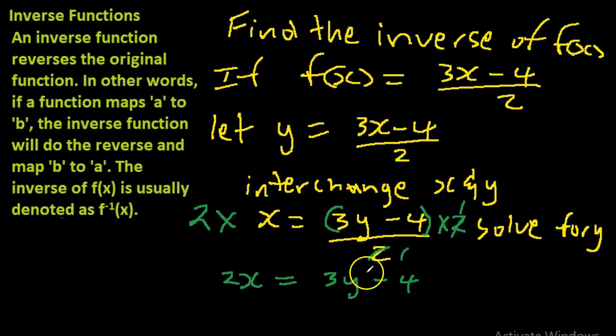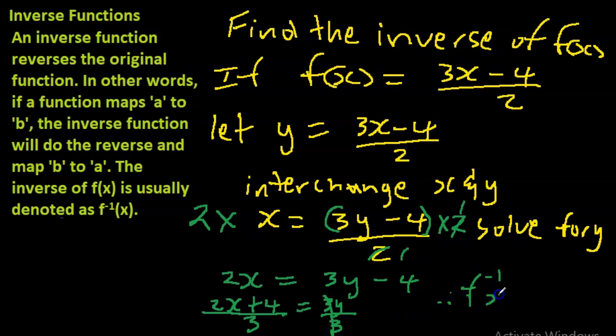Now we solve for y. We can group the 4 over here, so we'll have 2x plus 4 equal to 3y. Or if you want to say, add 4 to both sides. So you want the y by itself, right? So you need to divide both sides by 3. Alright, so 3 cancels 3. So therefore, the inverse of x is whatever you have for y, and what do we have for y now? 2x plus 4 over 3.